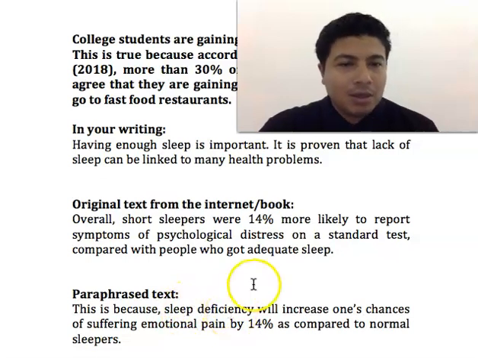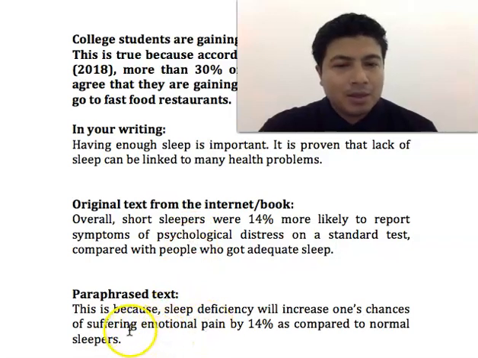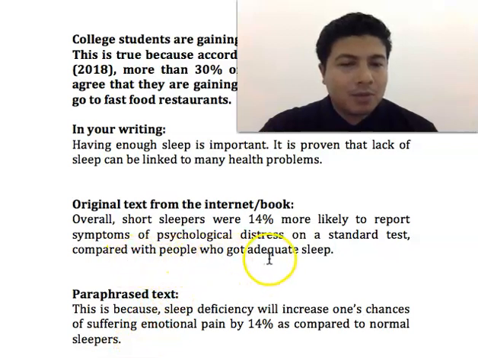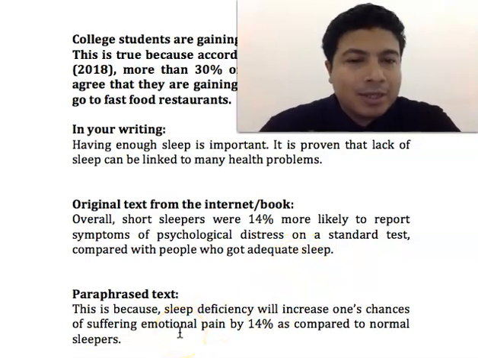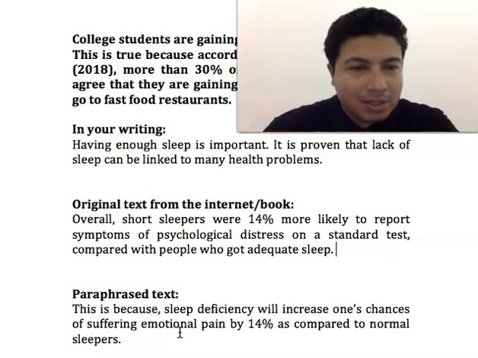So same thing. More likely becomes will increase. To report symptoms of psychological distress becomes will increase one's chances of suffering. So distress becomes suffering, psychological becomes emotional. Suffering, emotional pain by 14% as compared to normal sleepers. Here it says compared to people who got adequate sleep. So I find synonyms. And also I change the structure of the sentence a bit.